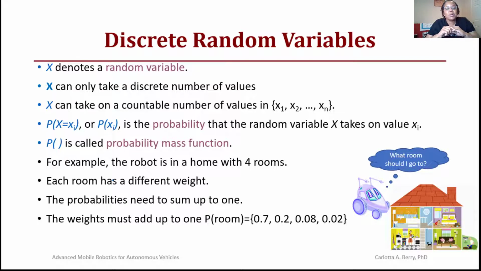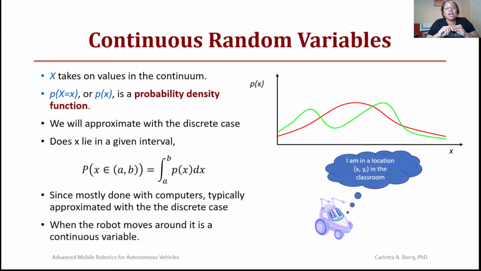Now, for a continuous random variable, we say X can take on any value along a continuum. We call the probability of the random variable equal to lowercase x the probability density function. We normally will approximate this with the discrete case, knowing that we're typically going to use computers to calculate these values. So the question becomes, does X lie in a given interval? Is X contained between A and B? That would be the integral from A to B of P of x dx.